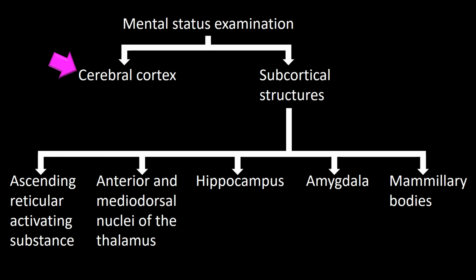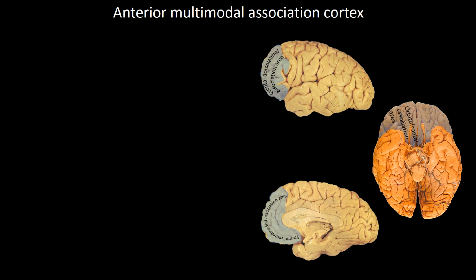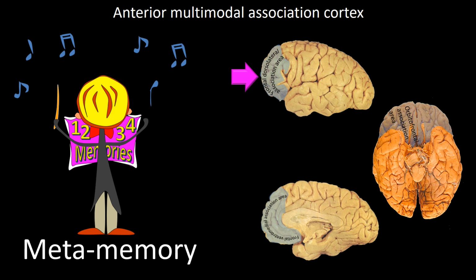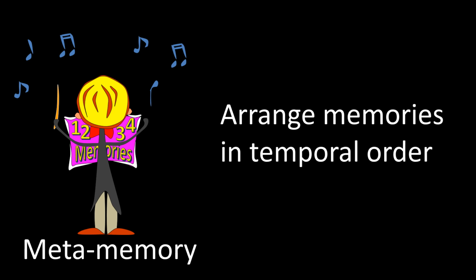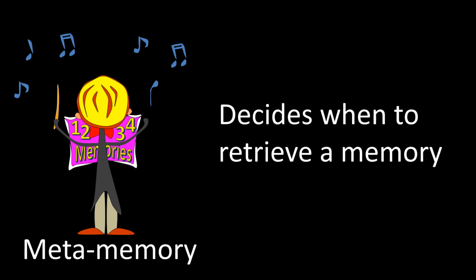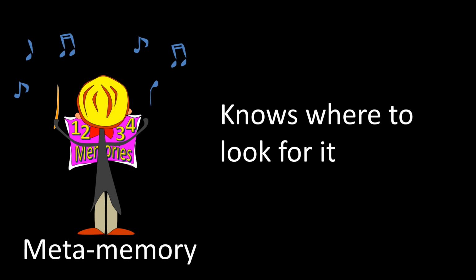The cerebral cortical area most involved in memory is the anterior multimodal association cortex, here shown, and among the different areas of the anterior multimodal association cortex, the frontal dorsolateral association area seems to be especially important. The frontal dorsolateral association area is considered by many the meta-memory center because this area has the executive control over the memory apparatus, arranging memory according to time, deciding what and when memory will be retrieved, and knowing where each memory is stored in order to retrieve it.